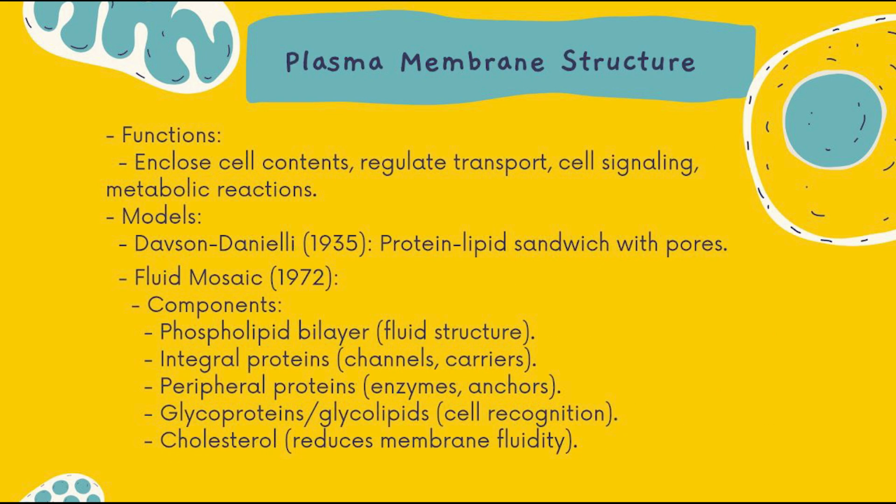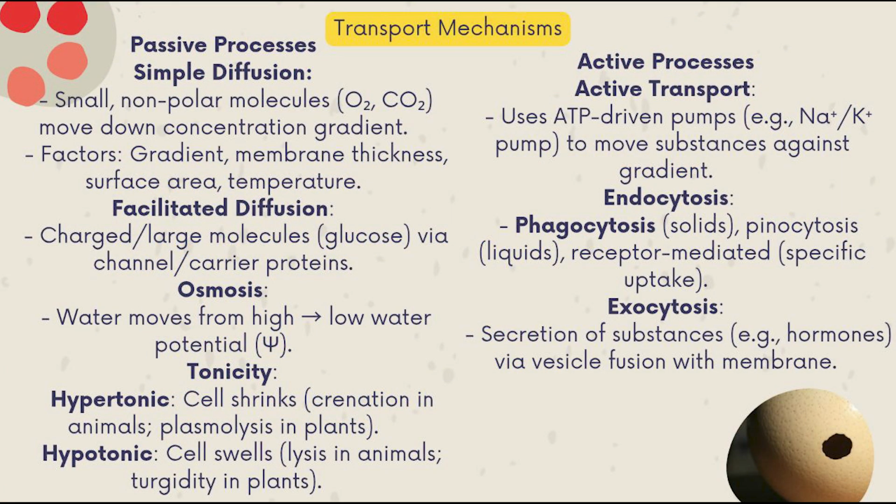The cell membrane is like a gatekeeper. It protects the cell and controls what enters or exits. It is made of fats or lipids, proteins, and cholesterol. In 1972, scientists discovered its fluid parts move like water. Cholesterol keeps it stable. Cells move materials in two ways.